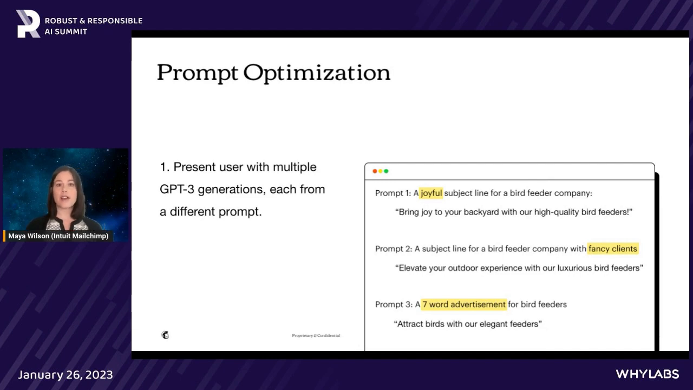We might ask for a subject line for a bird feeder client, for bird feeder with fancy clients. Say our user thinks of themselves as kind of an elegant brand. This may end up sounding more like their voice. Alternately, maybe the way that we're asking GPT for a subject line isn't the right way to ask for it. So try something like a 7-word advertisement for bird feeders. So we get these options out and then we engage the user in the process.